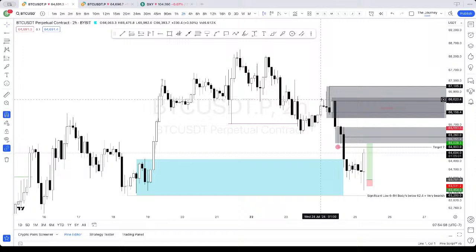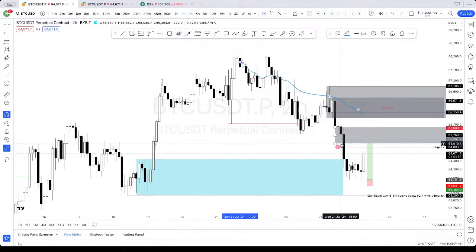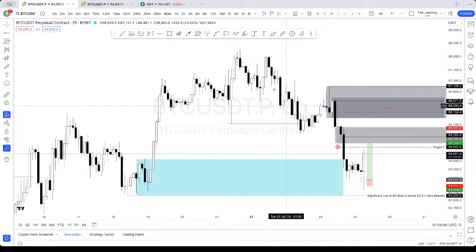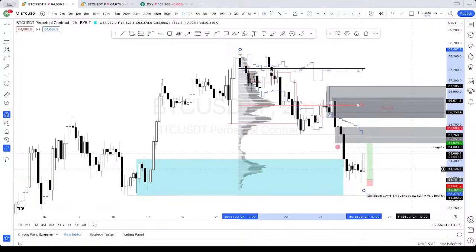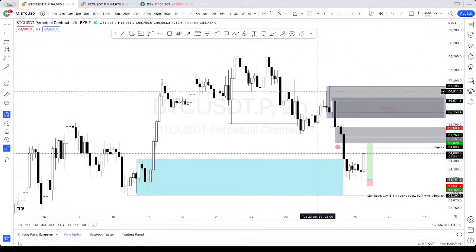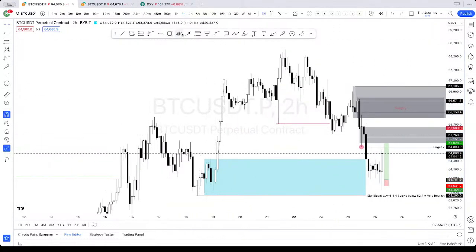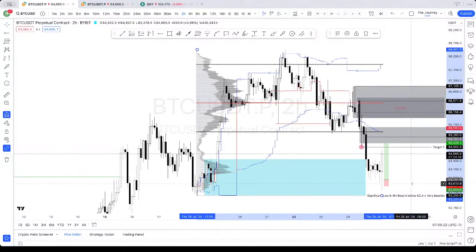Can we get any other neat confluences? What does an anchored VWAP from the high look like? I don't like it. It's been touched too many times. What does a fixed range from the high look like? Puts the POC right in the middle. We like that. What does a fixed range look like from this low down here? Puts the POC in the middle. We like that.